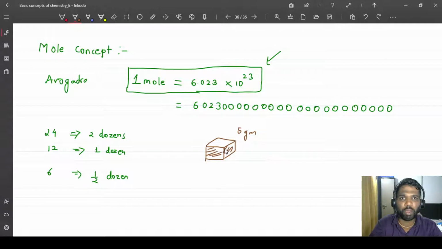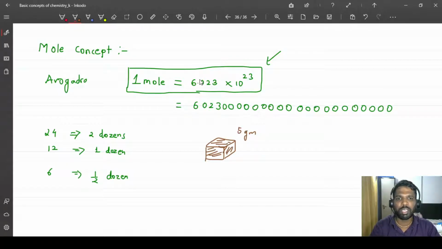See, atoms are very small minute particles, and we can't deal with this in dozens, because in even a very small pinch there will be a very large number of atoms, so it's impossible to say so many dozens, right? Even if in 5 gram there is a very large value of atoms, and I get it down to the dozen, the dozen will also be a very big number, right? So that's why we use the mole concept.